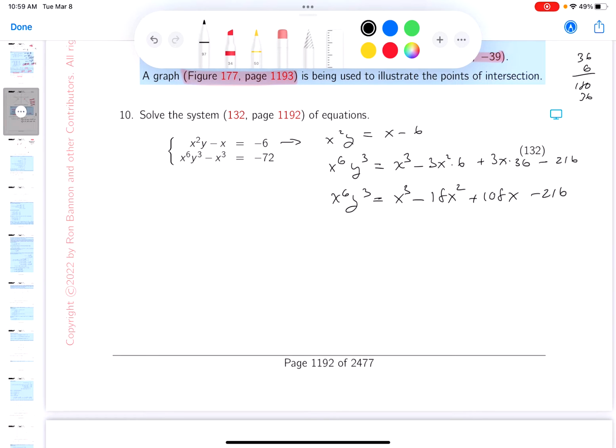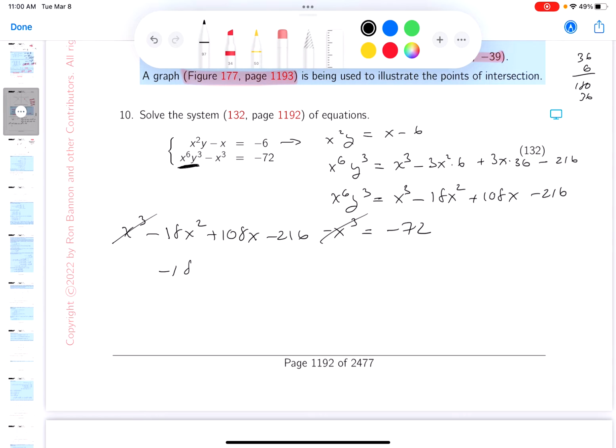And let's take a look. Let's see what we get over here. So I'm going to plug it in here. And what would that be? x cubed minus 18x squared plus 108x minus 216. I just plugged that in. Minus x cubed equals minus 72. What's nice about that? These disappear. So it's really quadratic, which is not a bad quadratic to look at.